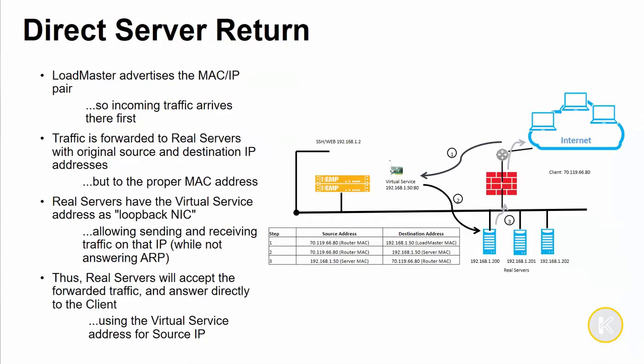The Loadmaster advertises its MAC and IP address pair as it's supposed to. The client will send the traffic to the Loadmaster first. Traffic is forwarded to the real servers with the original source IP and destination IP address. The real servers have a loopback NIC configured with the Loadmaster virtual service IP address. Real server accepts the traffic and answers the client directly using the virtual server IP address configured on the loopback rather than the real IP address of the server.